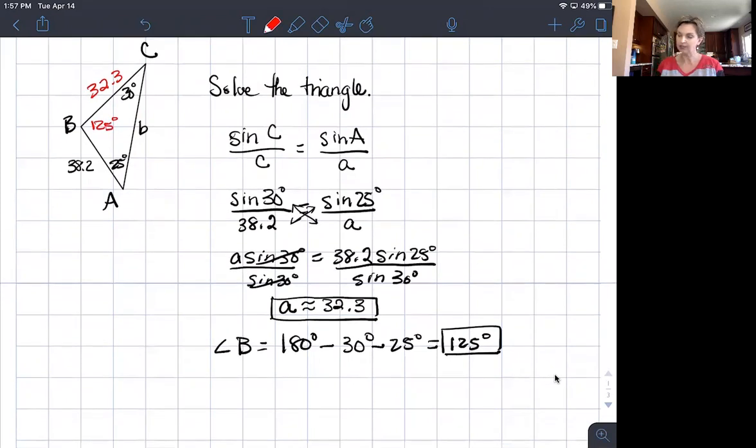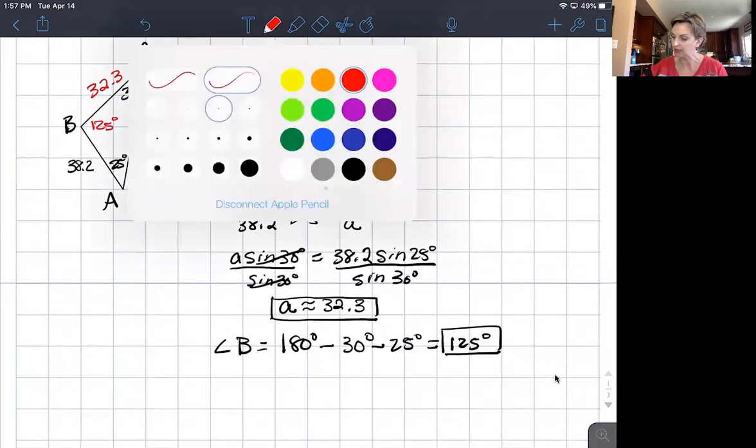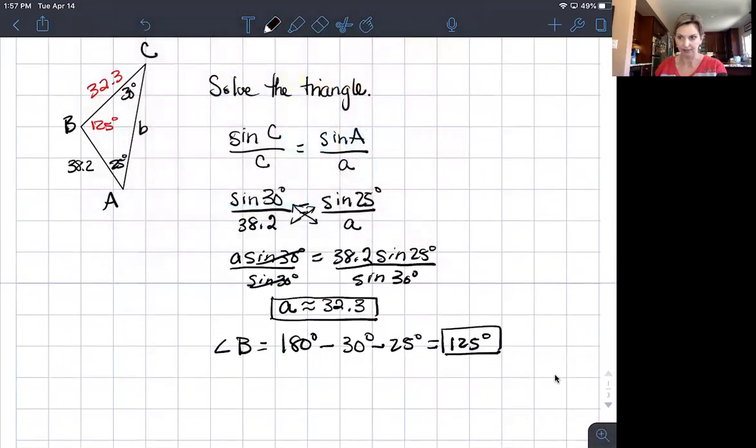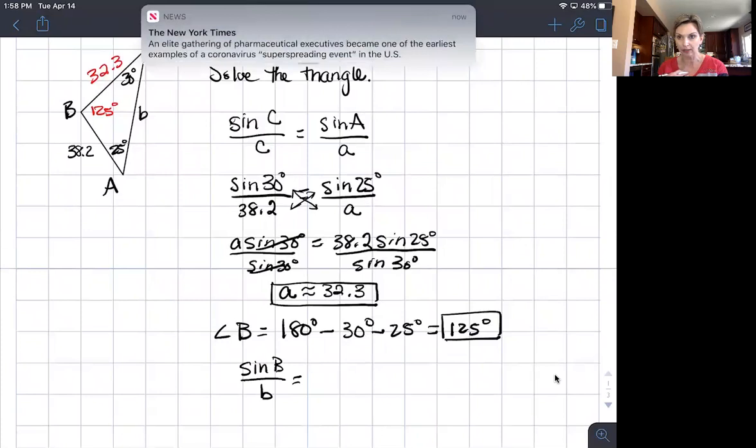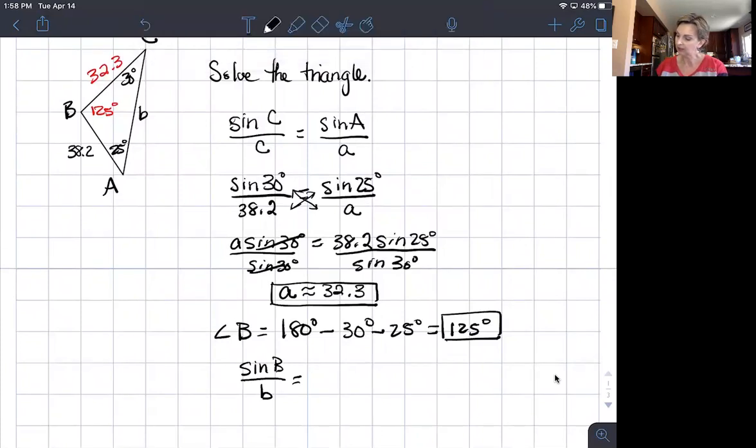So now all we have left is side B, and for that we're going to use the law of sines again. We're going to use angle B and side B, so sine B over B. That needs to be in there because that's what we're solving for. And then for the other pair, we can use sine C and C again, like we did the first time, or now that you know side A, you can use sine A and A. Use either one you want to help you solve for B. I already used C and C, so I'm just going to use C and C again, but you can use either one.